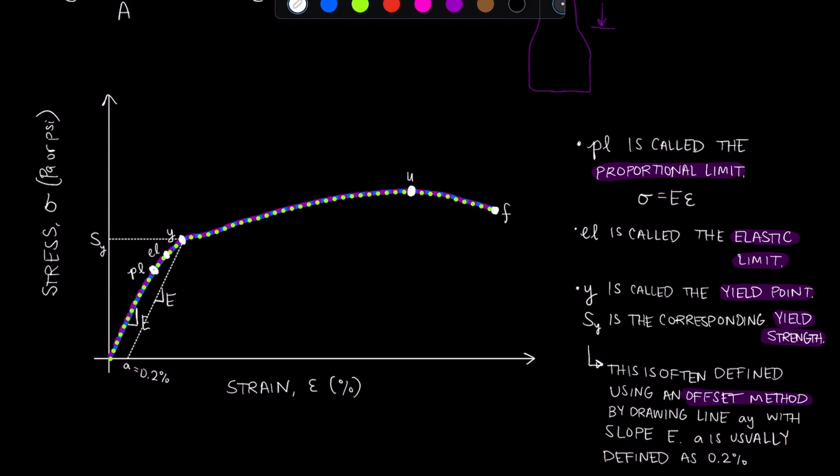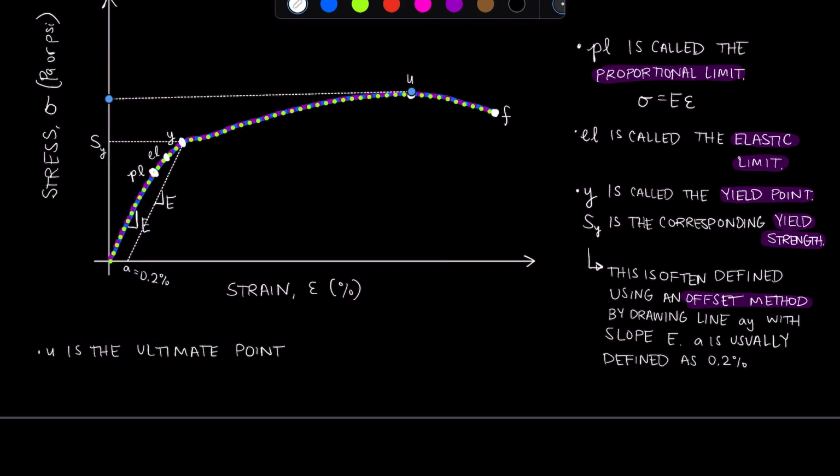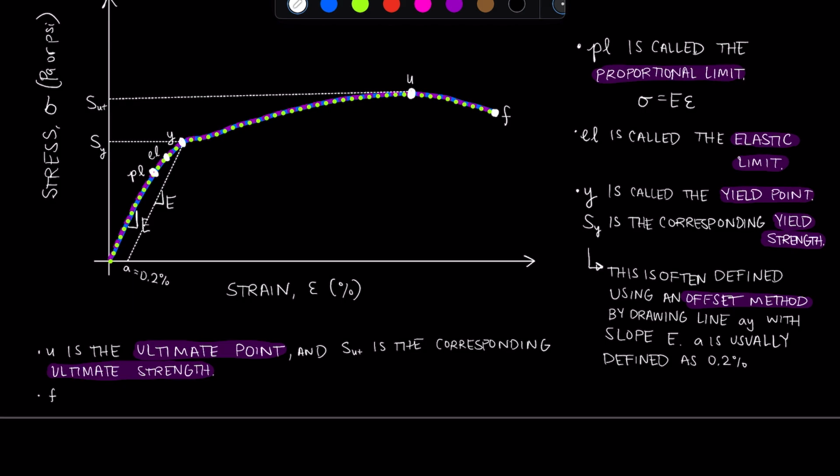All right, next up we have point U, which is the ultimate point, and SUT is the corresponding ultimate strength of the material. This ultimate strength is the maximum stress that the material can withstand. And last but not least, we have point F, which is the fracture limit. And we'll also go ahead and define that stress as SF, which is the corresponding fracture stress.